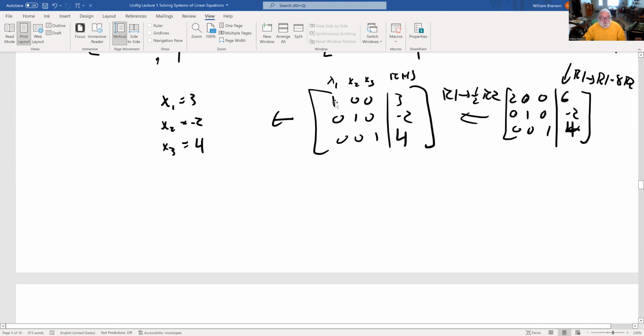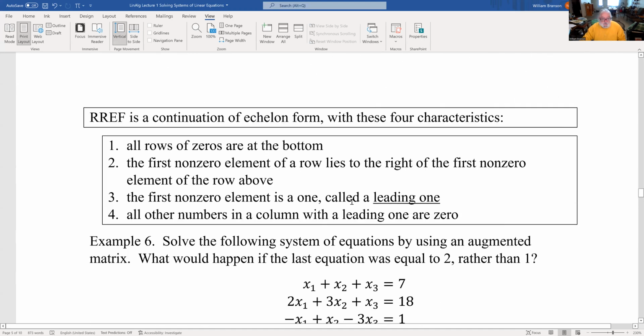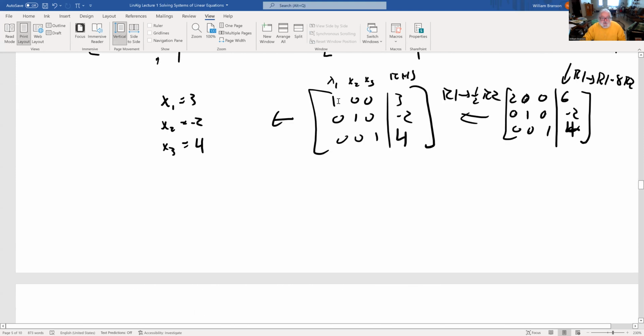So we've got a 1 here. That's the first non-zero element, another 1, and another 1. So each row starts with a 1. And these are called leading ones. All numbers in a column with a leading 1 are 0, other than the leading 1. So this first column has got a leading 1, so it's all zeros. This one's got a leading 1, so everything else is 0. So that's what reduced row echelon form is. We're trying to get everything to be just zeros as much as we can.